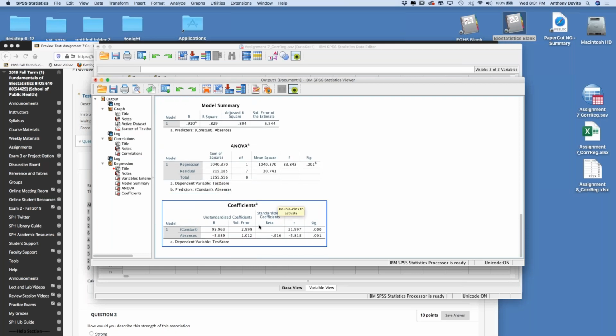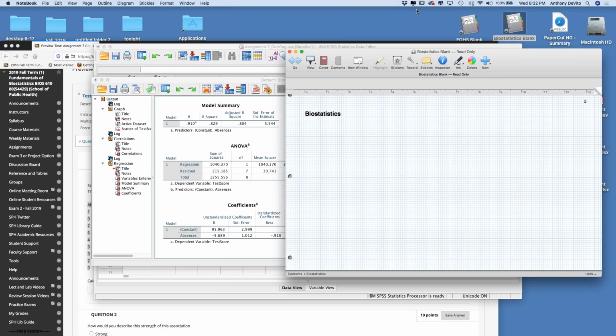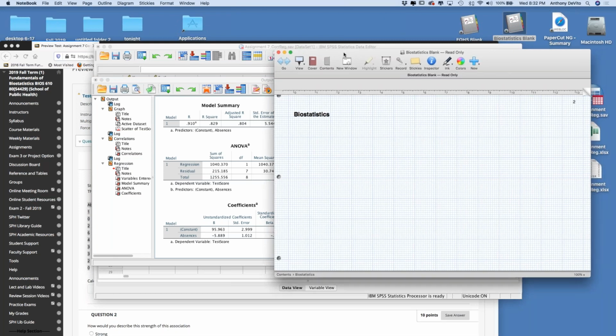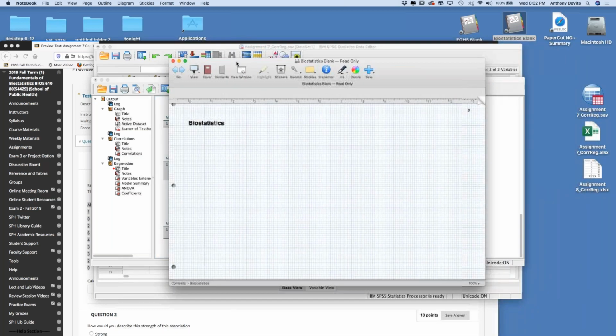Next, I'm going to go down here to the coefficients table. The coefficients table gives me two lines. One is called constant, and the other one is called absences. It has the title of the independent variable that we're using. In multiple regression, we would have several variables down here, but in simple linear regression, we have one variable down here, the absences. And we have numbers, coefficients, under this column called B. So I'm going to pull up a sheet of paper again and discuss what those values under the unstandardized coefficients, that B value, mean.